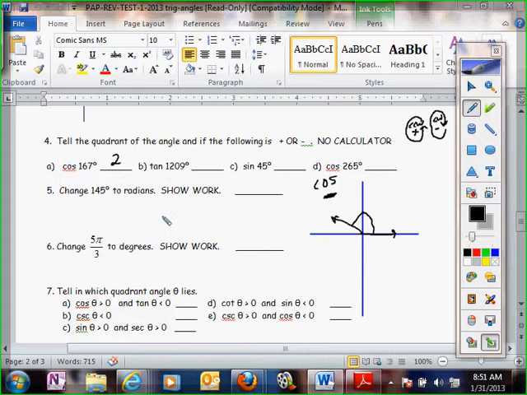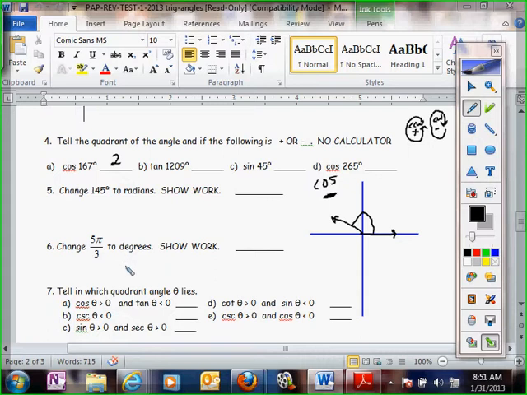A, B, C, and D. Number 5, change 145 degrees to radians. Multiply it by pi over 180. Simple conversion. Use your note cards. Same with number 6. Change 5 pi over 3 to degrees. Substitute 180 for pi and simplify.